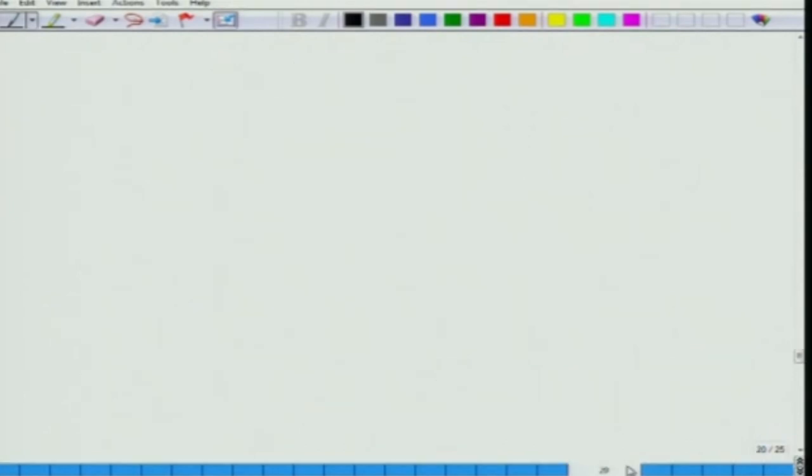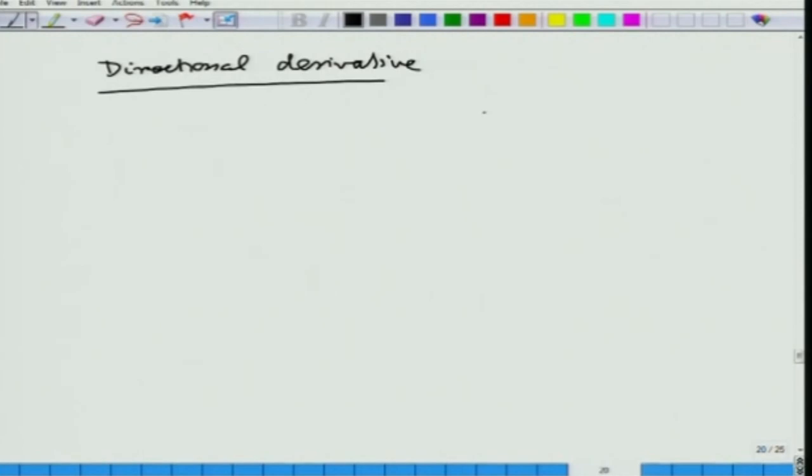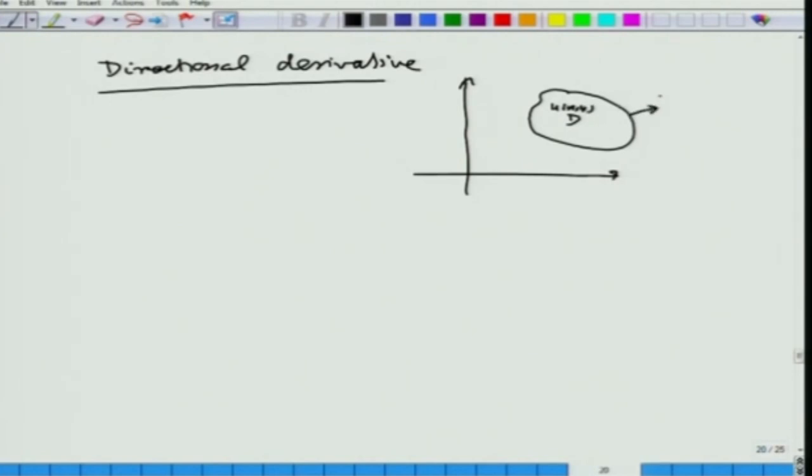So, next we will be considering the concept of a directional derivative. Here, let us say first we do it for two dimensions. We have a certain region D here, and here a function u is defined. So, u(x, y) is defined here. The outward normal here will be like this, n cap, which will be n cap equal to n1 i plus n2 j.